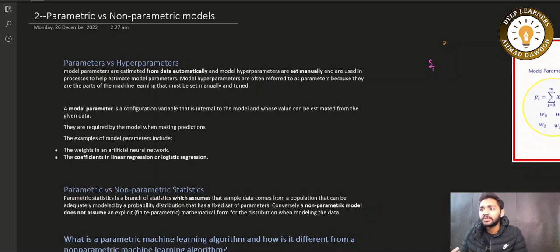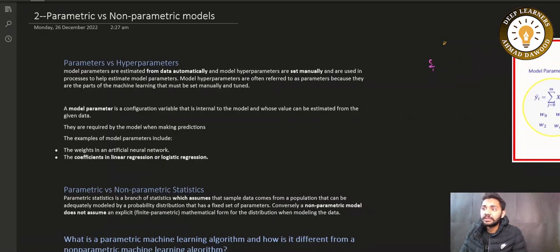Multiple times I have used the terms hyperparameter and parameter. So, I really want to discuss that here before we start the actual lecture. And I really hope that you already know about that.